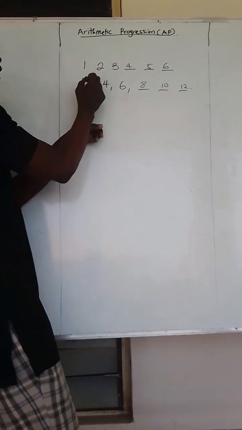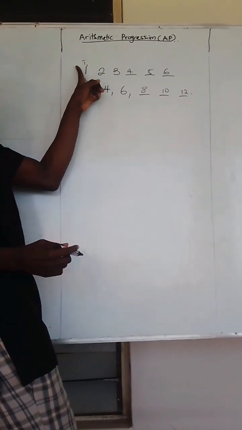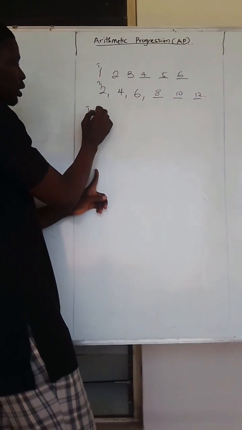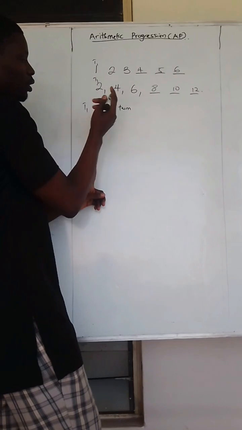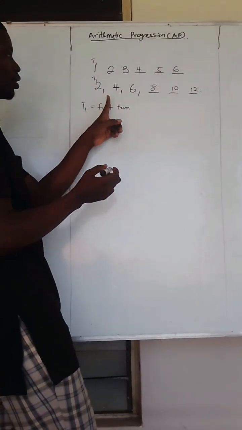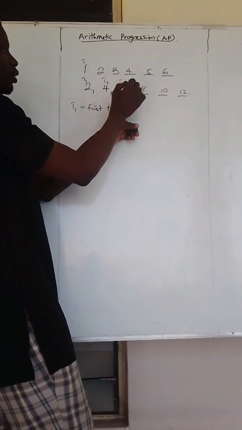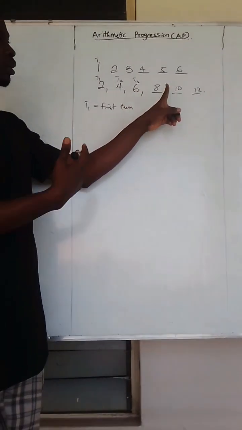The first term here is 2. The first term here is 1. So the first term is always known as our T1, which is our first term. This will be our T2, this will be our T3, and on and on.